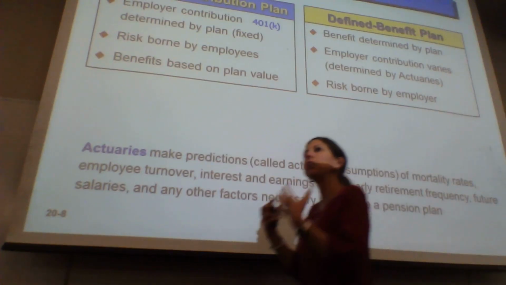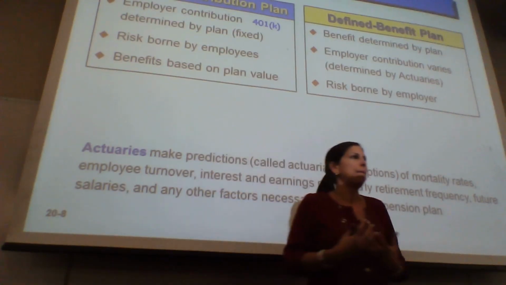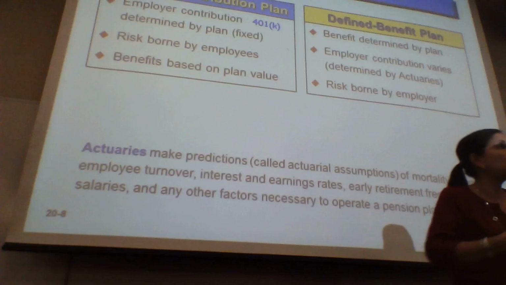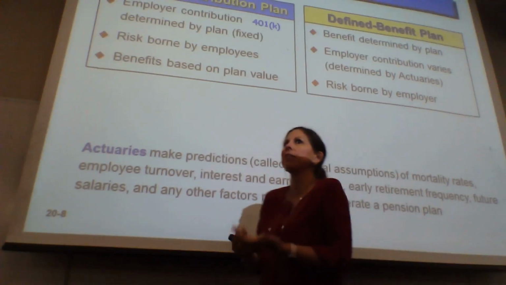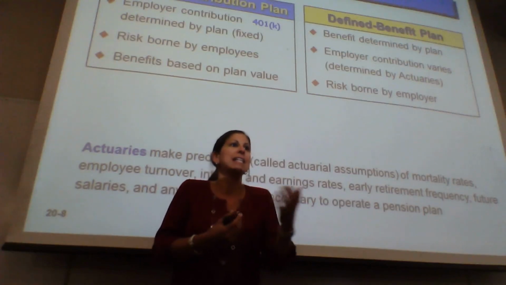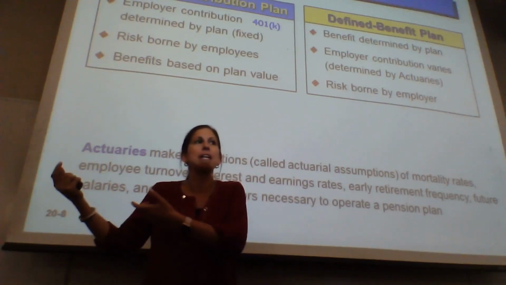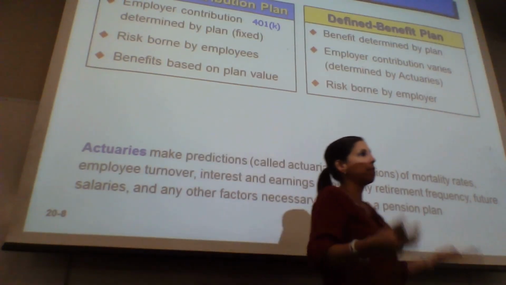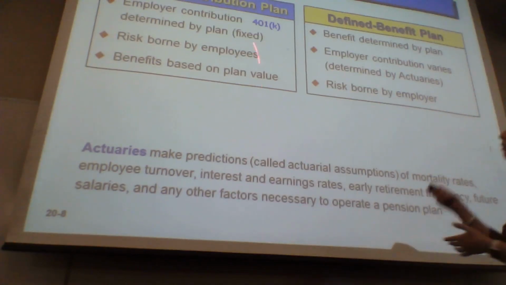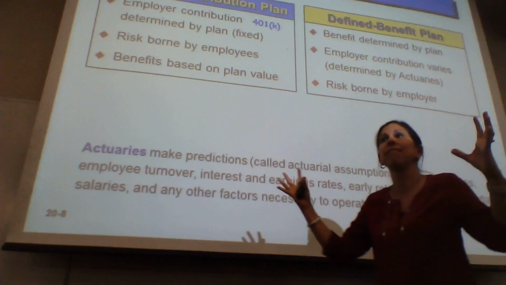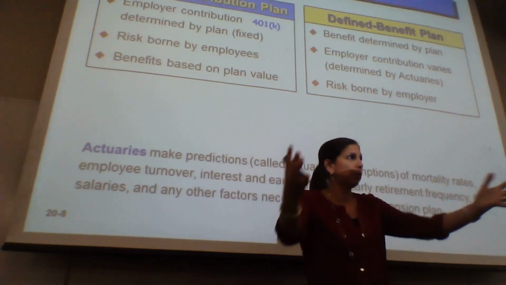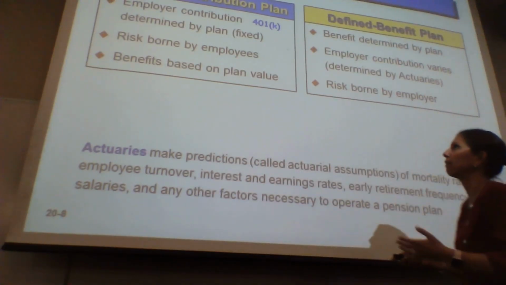So as an employee, you know that this amount is being put away for you, but you need to monitor it and see, okay, what kind of lifestyle do I want in retirement? Does it seem like it's going to be enough for me to live the lifestyle that I want and the amount that I want to spend in my retirement? The risk is on the employees. And the benefits are just based on whatever the plan value is at the age you retire, 67, 70, whatever it may be.